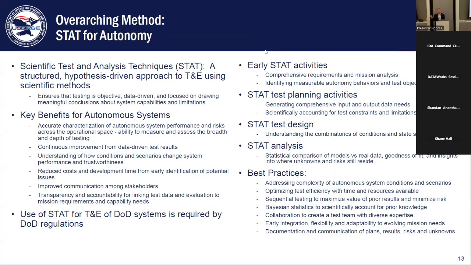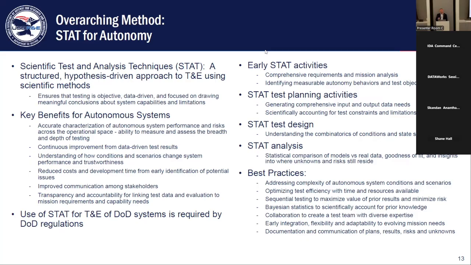The second overarching one is scientific test analysis techniques, so STAT for autonomous systems. It's a hypothesis-driven approach, making sure that your test strategy and test plans are all data-driven and right-sized to optimize maximum information with minimum testing required, right? So there's a bunch of benefits from that: accurately characterizing the system, assessing both the breadth and depth of what you plan to test or are testing so you understand risks, allowing iterative testing for continuous improvement, and how different conditions and scenarios might change performance trustworthiness.